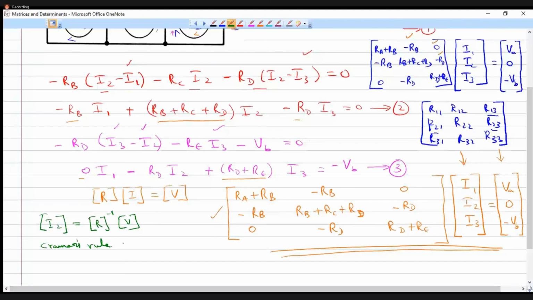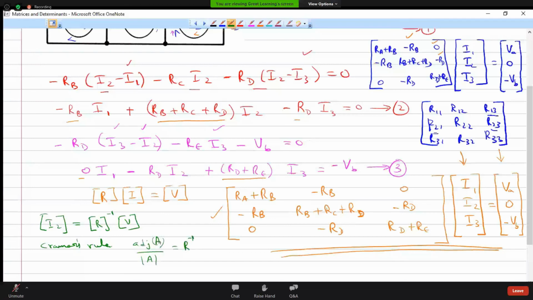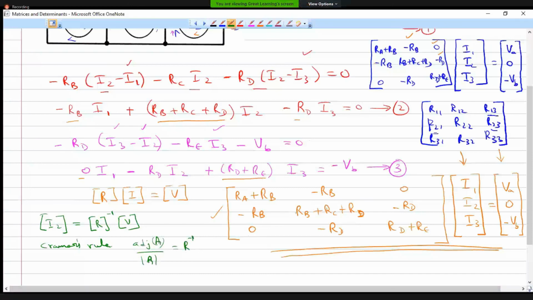This you can do in a calculator also. If you are using a scientific calculator, you can just write this matrix and verify whether your answer is correct or not, and multiply by V. That is, we use the adjoint of A by determinant of A to find the inverse of R. Okay, adjoint R divided by determinant of R. Okay. So you can solve the network equation.